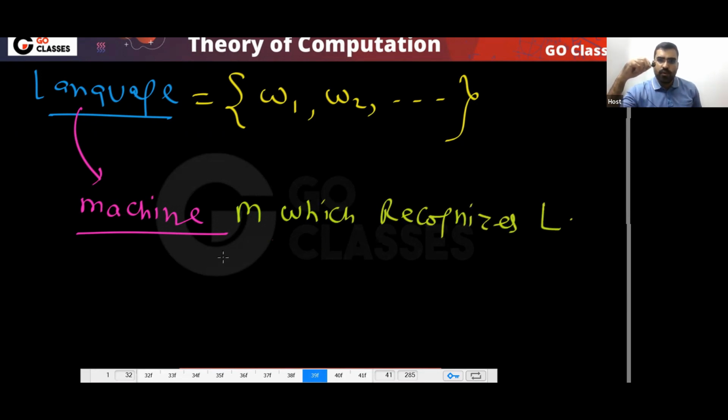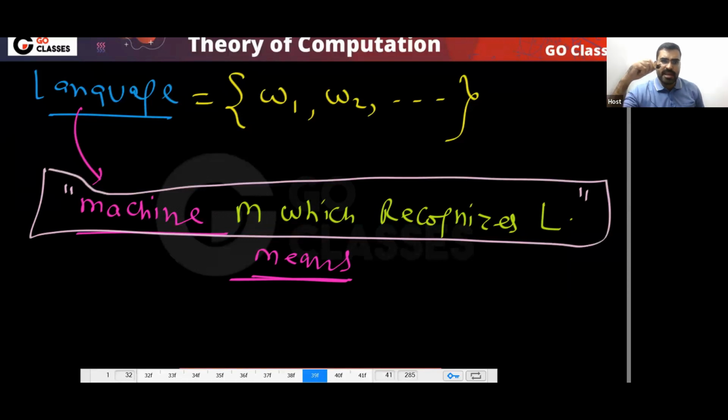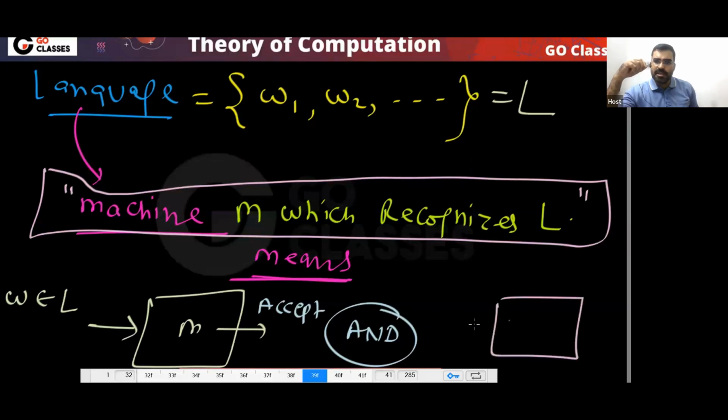And what does that mean? Please understand what that means. Like this statement, "machine M recognizes L." What does this statement mean? This statement means that in this M, if you put any string which is in L, then it will accept, and if you input something which is not in L, then it will reject. This is what this machine will do.